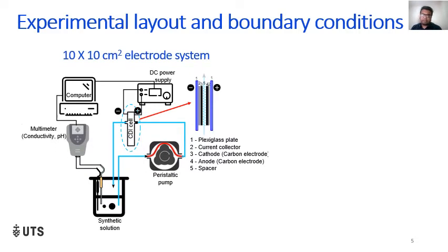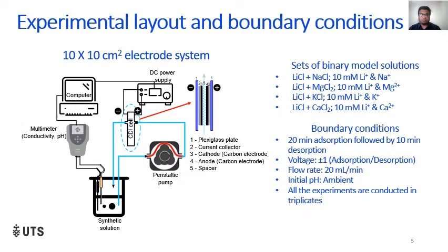On this slide, you can see the experimental layout of the study. The CDI cell we used is a plexiglass mold with a spacer separated 10 by 10 centimeter electrode system. We have performed the electrosorption experiments in batch mode and analyzed the kinetic variation in ion concentration of the model solutions. Moreover, we have used equimolar binary model solutions with lithium and competing ions like sodium, potassium, magnesium, and calcium. Here you can see the boundary conditions of our study.